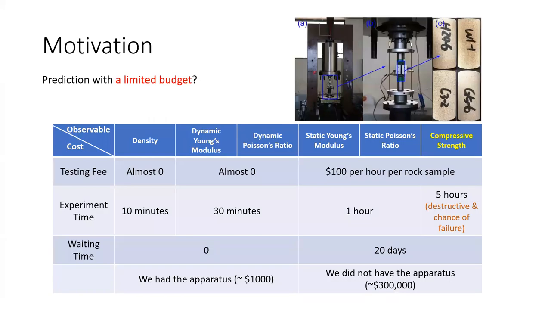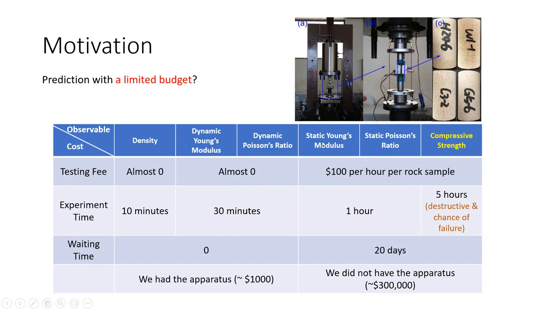The main concern in this work is prediction with a limited budget. Previously I worked in the Department of Petroleum Engineering, and at that time, one of our main tasks was to measure the mechanical properties of several rock samples. One of the most important is the compressive strength, because it's strongly relevant to petroleum development. To get these parameters, we have to do a lot of experiments. Some are relatively easy and almost cost nothing because we had a device to measure density and dynamic parameters.